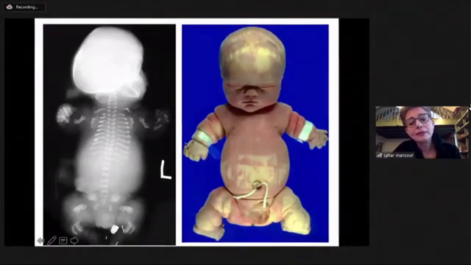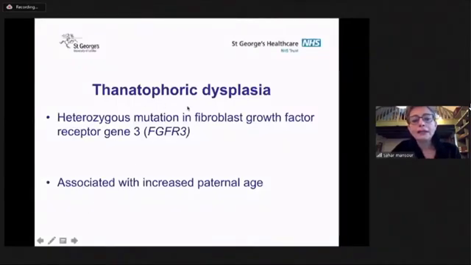I know some of these women will opt for a surgical termination, so we can make it on a genetic basis. But if they do have a medical termination, or if the baby's born and subsequently dies, the most critical thing is to get the X-ray so that you can make this relatively easy diagnosis. Thanatophoric dysplasia is always due to a new mutation. Because it's lethal, it's never inherited, so it's a new mutation in the fibroblast growth factor receptor gene 3, FGFR3. I know most of you have heard of this, and it is associated with increased paternal age.